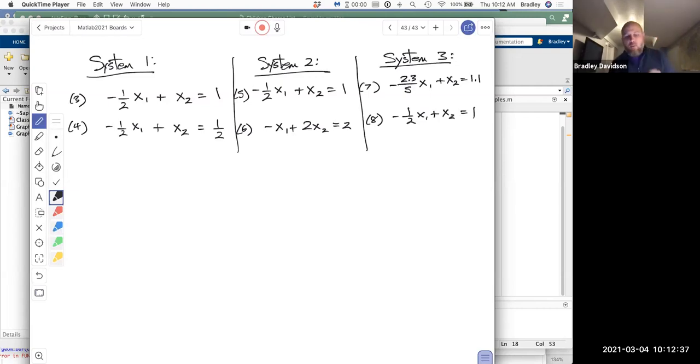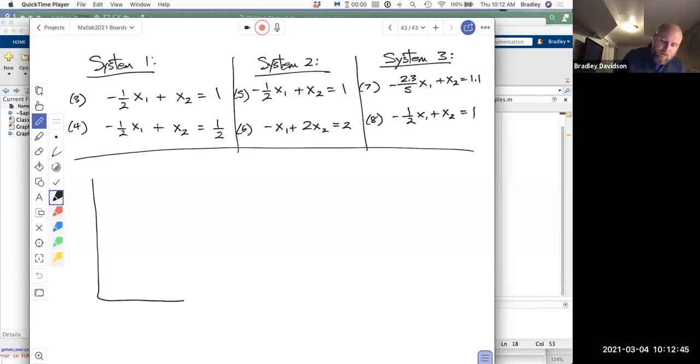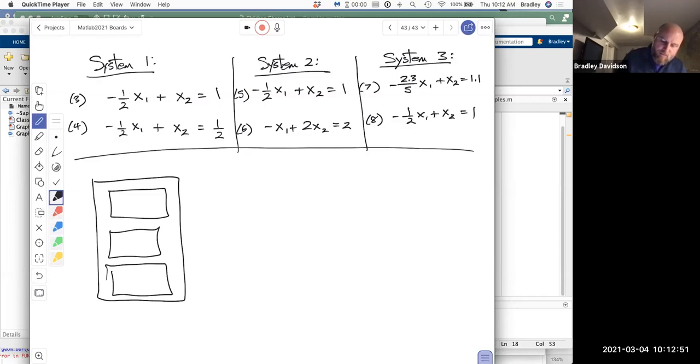Okay, and so what I want you to come up with, let's take about 10 minutes and then generate a figure that has 3 panels that has system 1, system 2 in it, and then system 3.